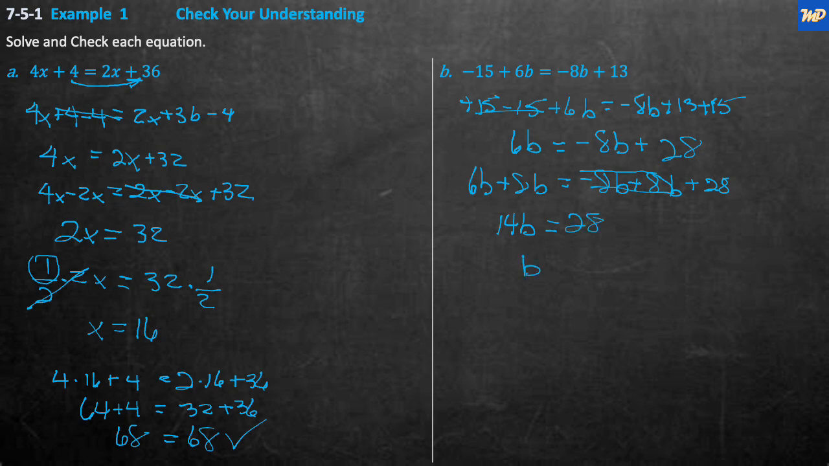And b is going to be equal to, well, I'll do this. We're going to multiply by the reciprocal of 14. So 1 over 14 times 14b is equal to 28 times 1 over 14. And therefore these cancel, and b equals 28 divided by 14, which is 2.